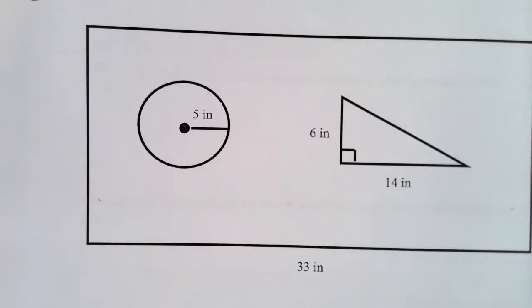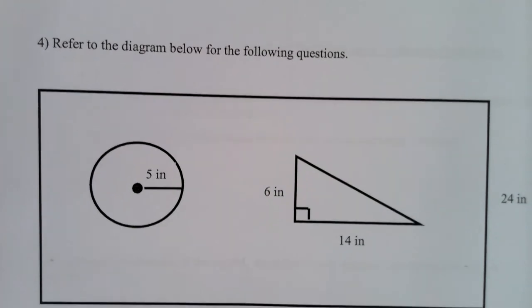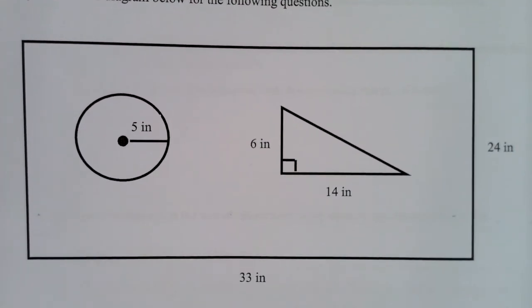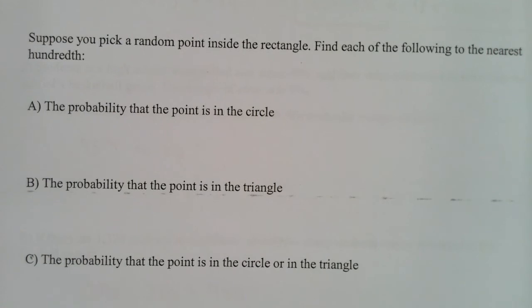And the last page talks about geometric probability. We have a big rectangle, and then we have a circle inside that rectangle, and we have a triangle inside that rectangle. Suppose you pick a point randomly inside the rectangle. Find each of the following to the nearest hundredth. Find the probability that the point is in the circle.